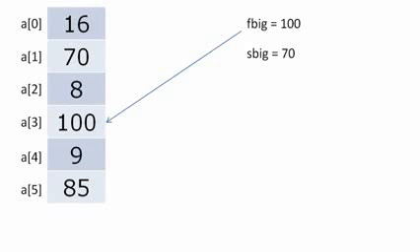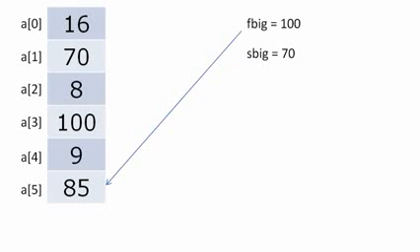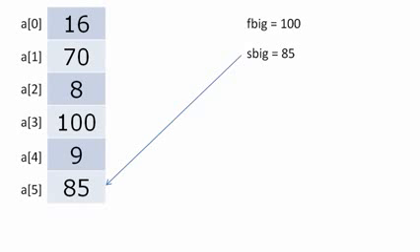Now compare first big with a of 4. 100 is greater than 9. Now compare s big with a of 4. 70 is greater than 9 as well. Now compare f big with a of 5. 100 is greater than 85. Now compare second big with a of 5. Now 70 is less than 85. Now transfer 85 to s big.